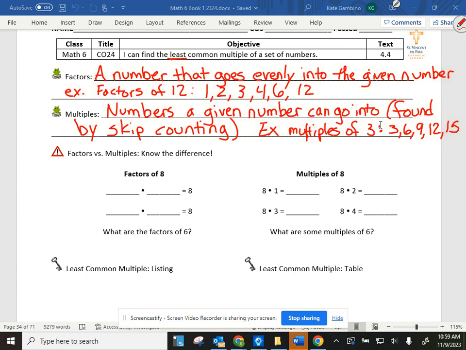Do multiples ever stop? No. Remember, that number line goes on for infinity. You can keep doing those multiples for infinity. That's why we look for the least common multiple. Could we ever find the greatest common multiple? No, because numbers go on forever. You could have huge multiples, 1,555,000. They can go on forever. So when we're working with multiples, we always look at the least common multiple.